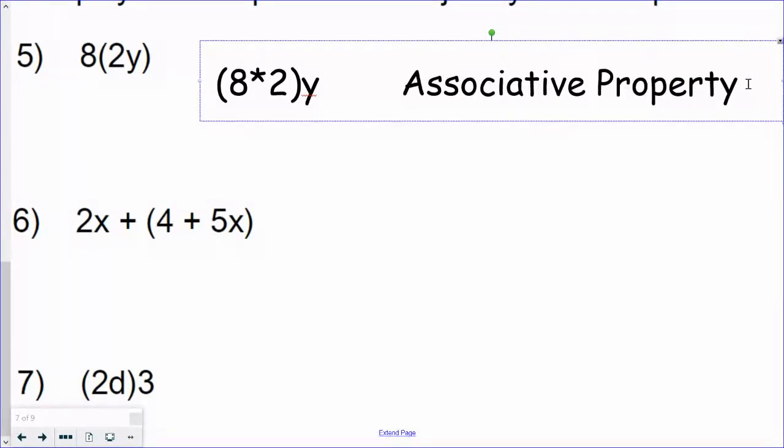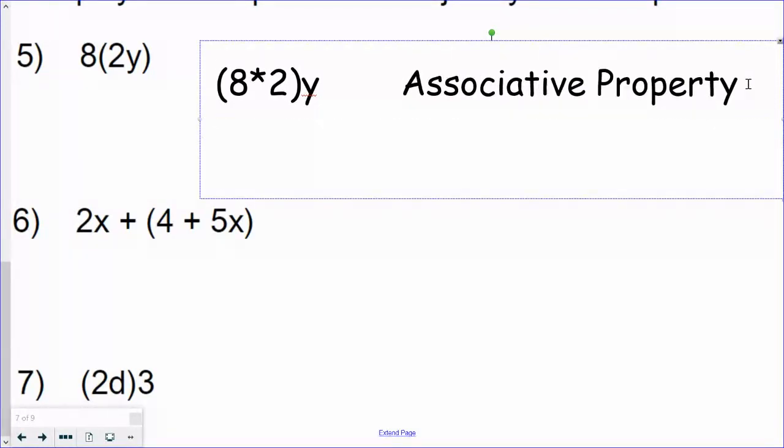Okay. Now we can go in and actually take our 8 times 2, which is 16, and then we keep our y. We don't know what y is. And that means our only step was that we simplified. We are good there.